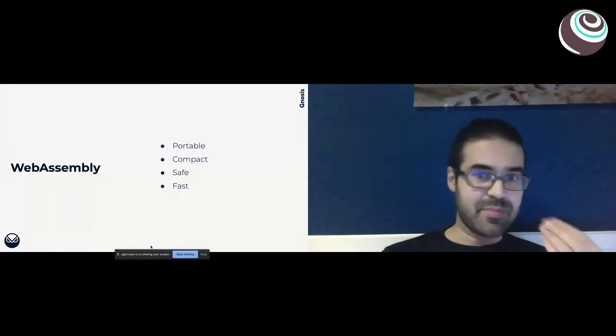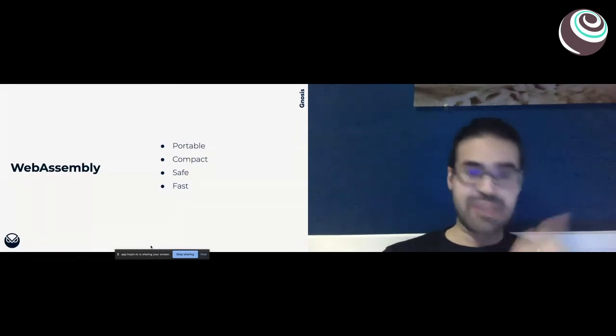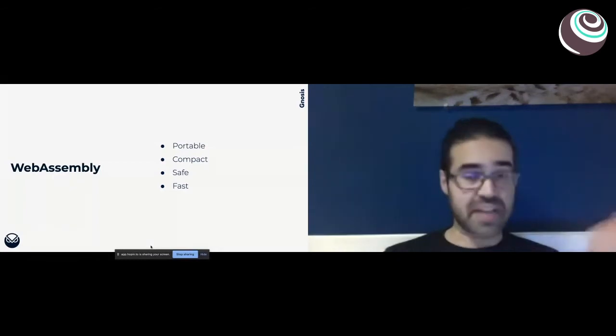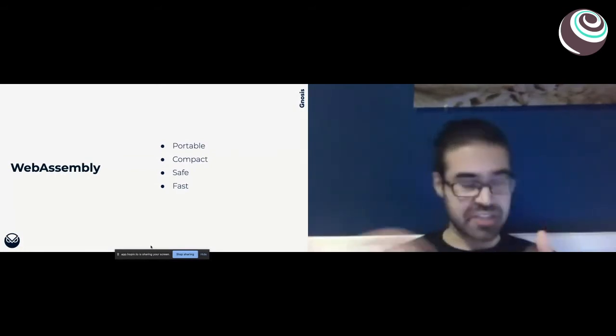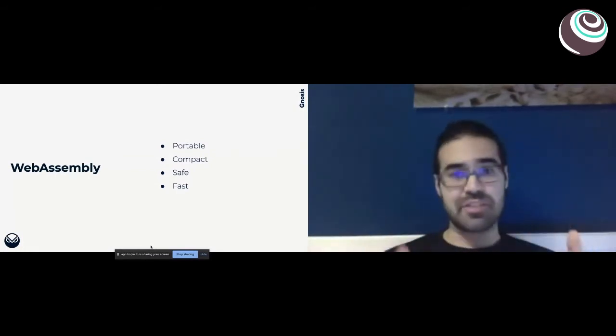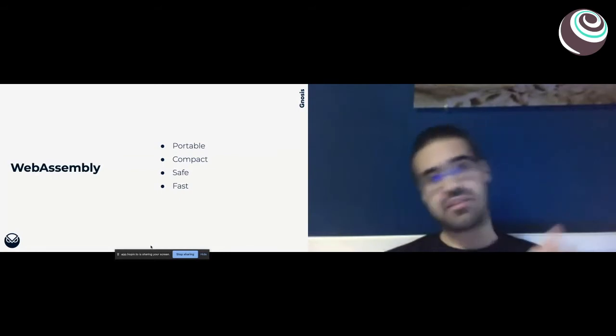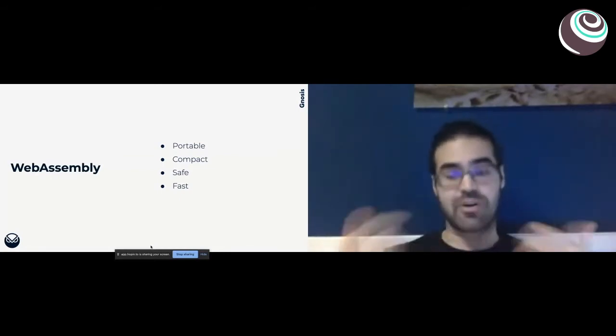And lastly, it's fast. If you leverage approaches like just-in-time compilation, Wasm can run at close to native performance. This is also partially enabled by the fact that the Wasm instruction set can very easily map almost one-to-one to actual hardware instructions.